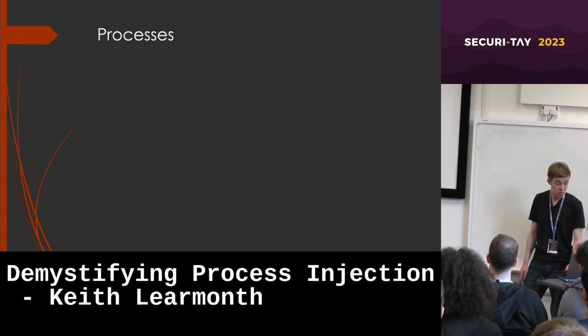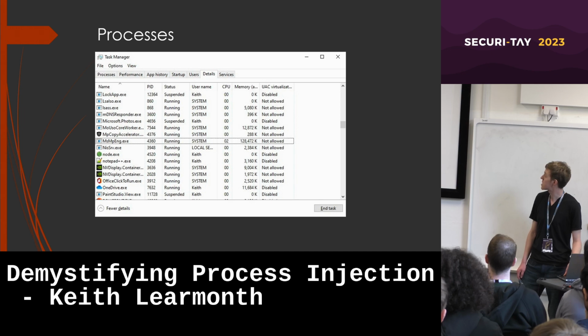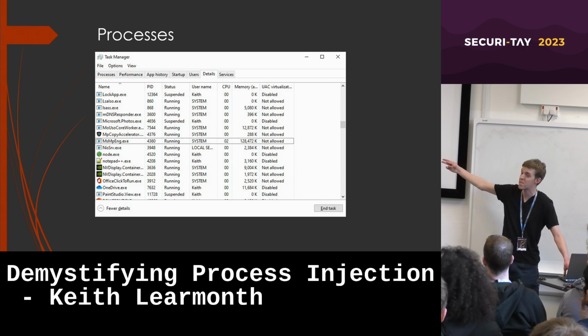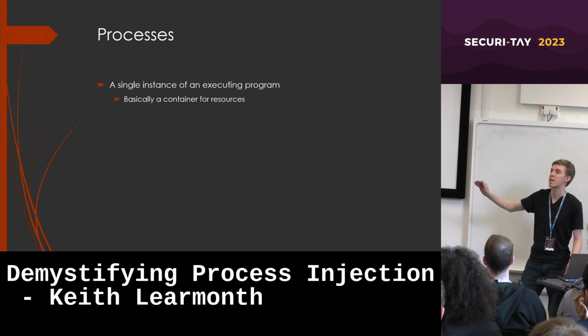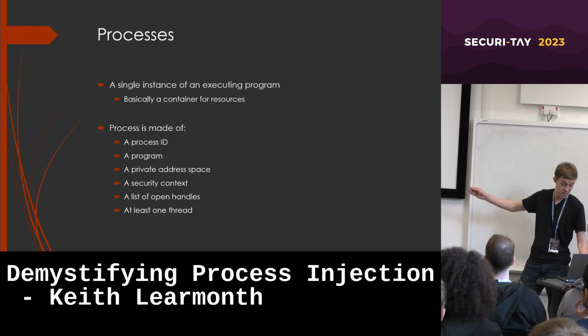So first of all, I'll go over processes and how they are formed in Windows. Generally, a process is a single instance of an executing program. This is just a picture of Task Manager from my computer. You'll notice that it looks like a list of executable files, but near the bottom there's NVDisplay.Container. There's 2 copies of it, so it isn't just a list of executables. It's essentially a container for the resources being used. And these are the resources being used.